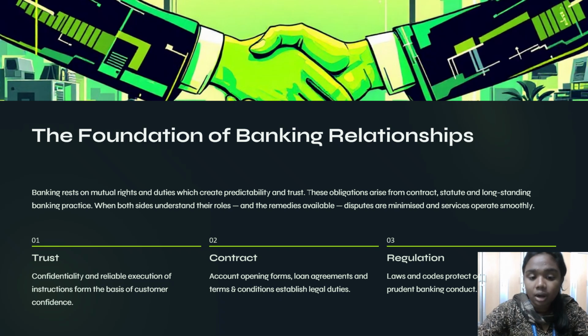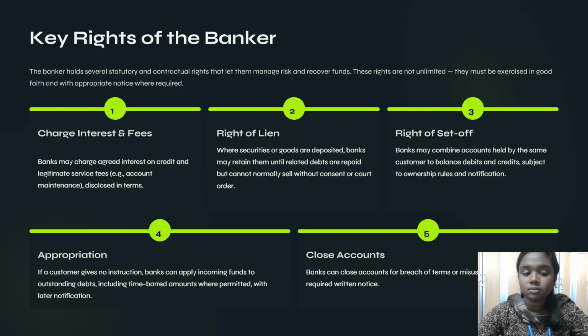The second one is contract, which means the banker and the customer will have an agreement before a customer pays something in a bank, like an account opening form, loan agreement, or terms and conditions that establish duties. The third one is regulation. Laws and codes protect the bank account, so only the authorities can access the customer's account.